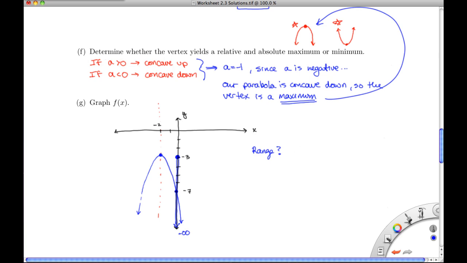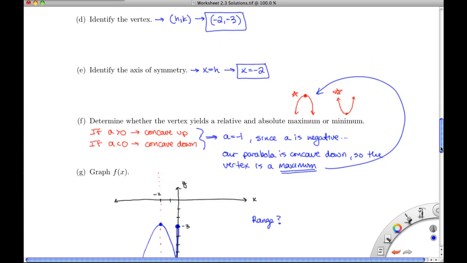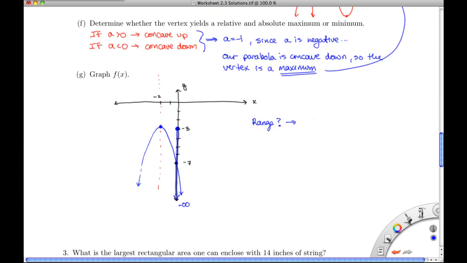So the follow-up to, what problem was that? So that was part C. The range is going to be from -infinity up to -3, and we're going to include that. So that would be our range in this case. Okay, so let's go ahead and move on to number 3.